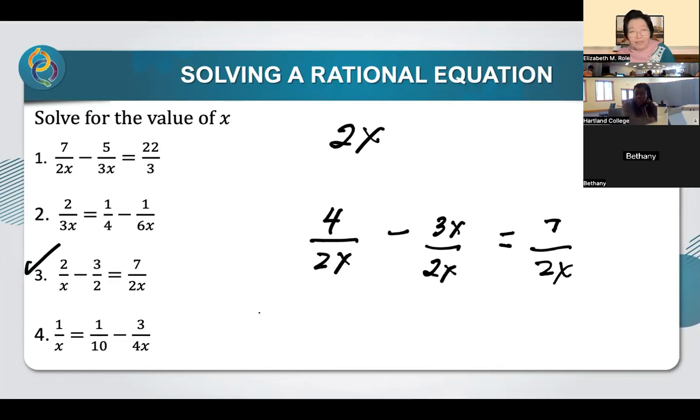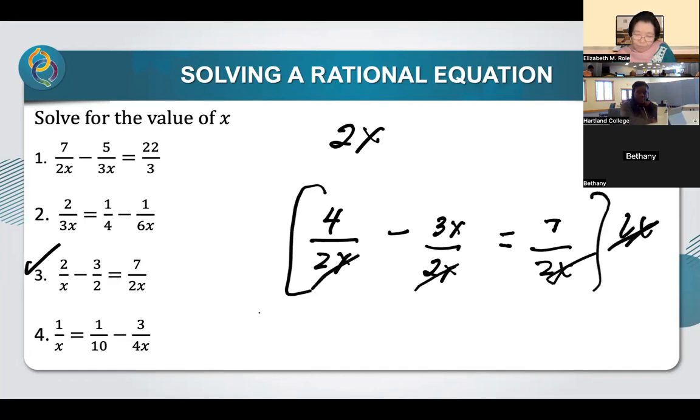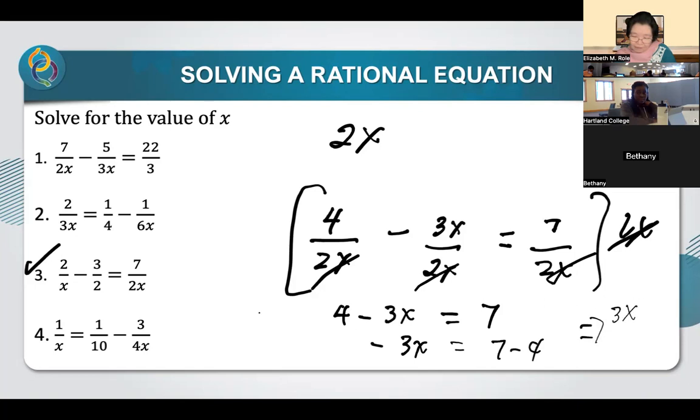You don't have to do anything there because the LCM is already 2x. So all the 2x's will be removed. Knowing that, your x is not equal to 0. So minus 3x is equal to 7 minus 4 gives you minus 3x is equal to 3. x is equal to minus 1. It's okay? All right, number 4.